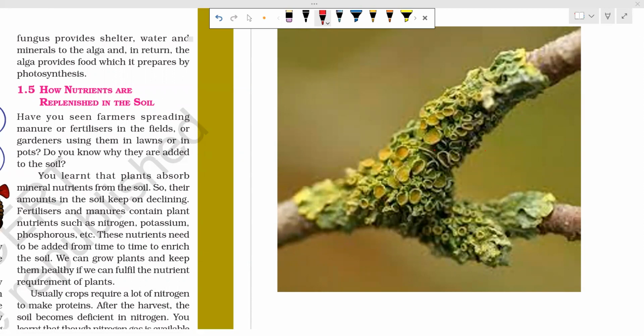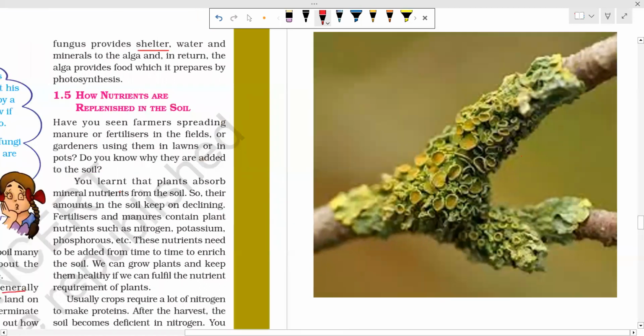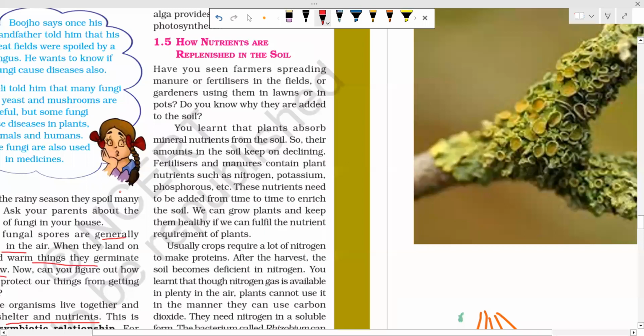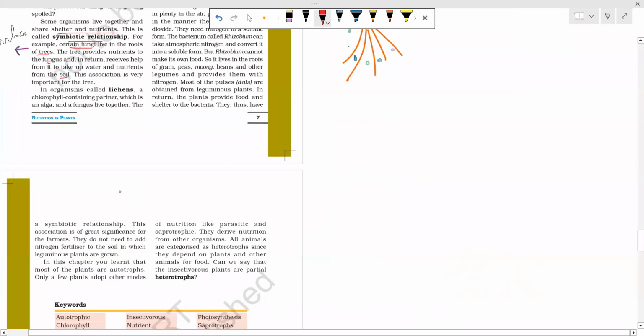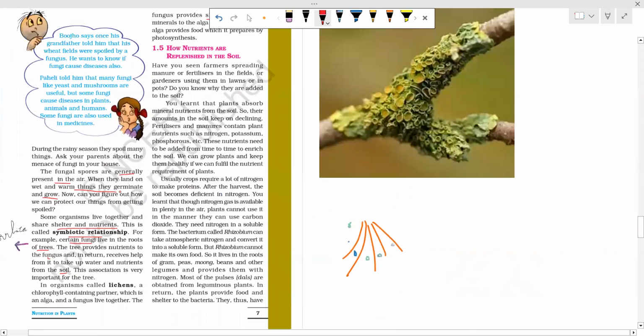So algae and fungi form one symbiotic relationship, and in that relationship, fungi help in absorption of water and provide shelter to the algae. You can see here it provides shelter to the alga, and the alga provides food by the process of photosynthesis. Now mycorrhiza and lichens are completed.